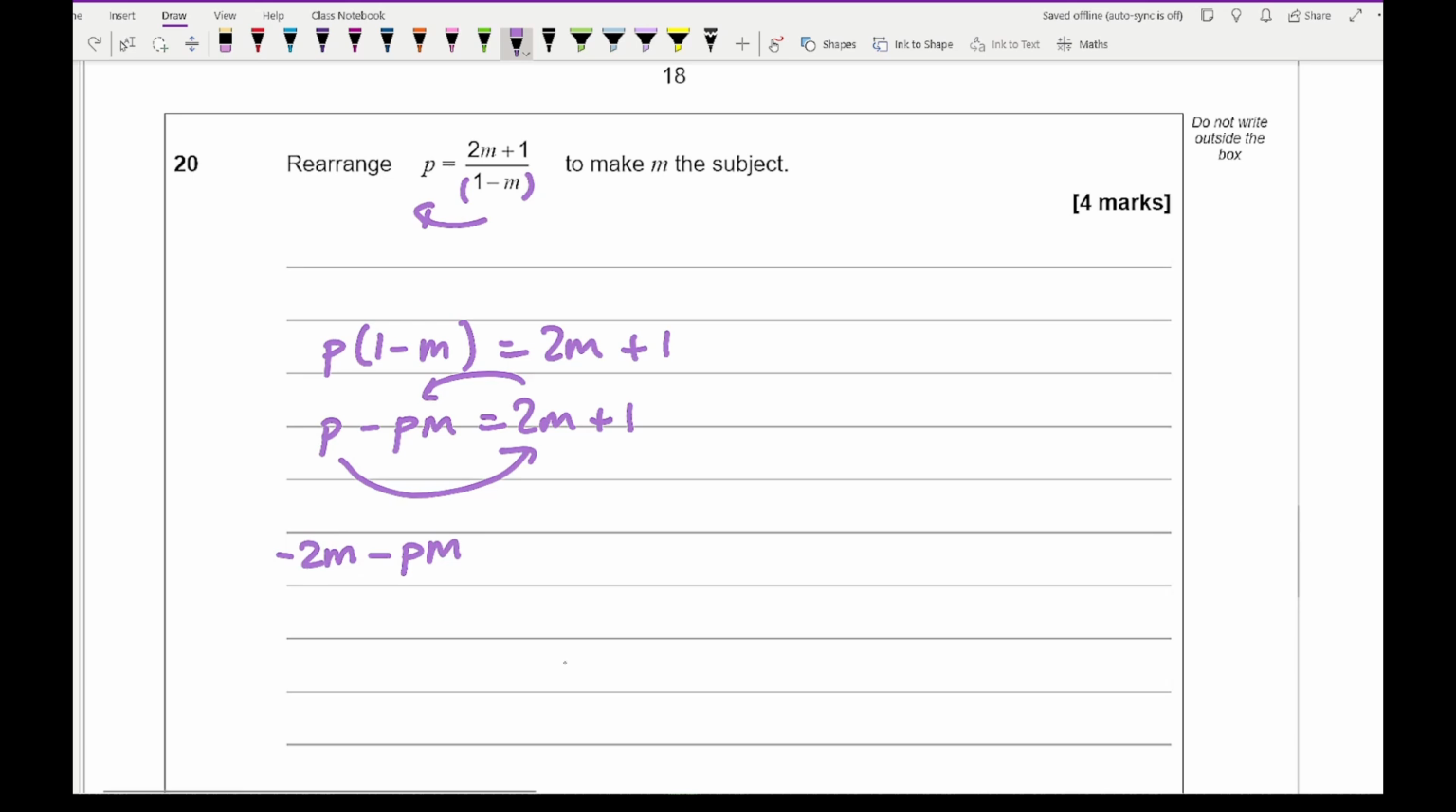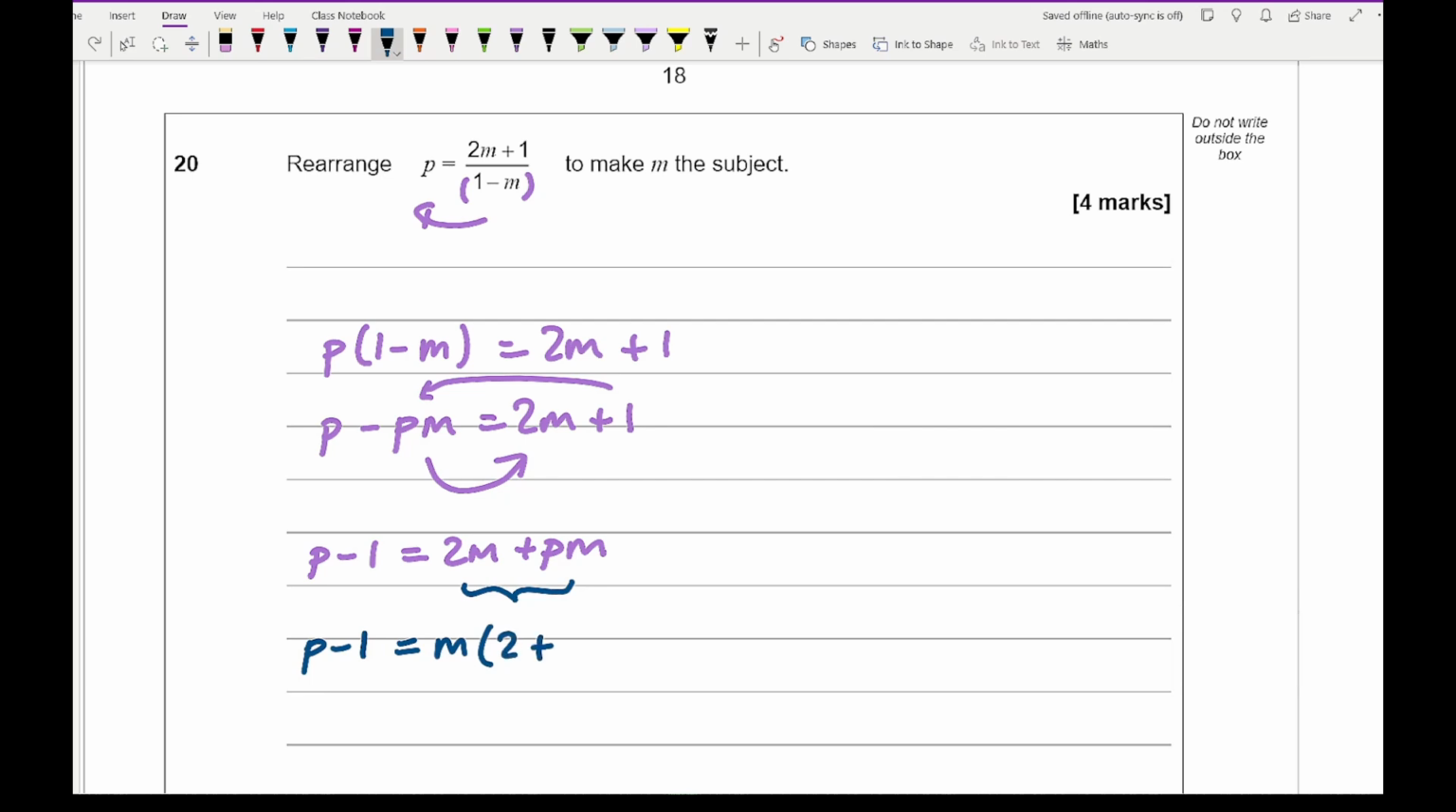Well, actually, let's flip that so we can keep the m's positive. So let's take this to this side, the pm to the other side, and take the 1 over to that side. So I end up with p minus 1 equals 2m plus pm. And then what I can do is factorize this. So I get p minus 1 equals m(2 plus p).